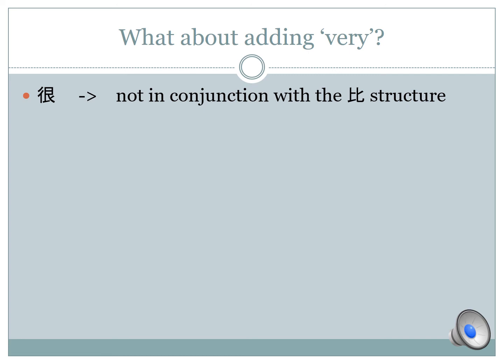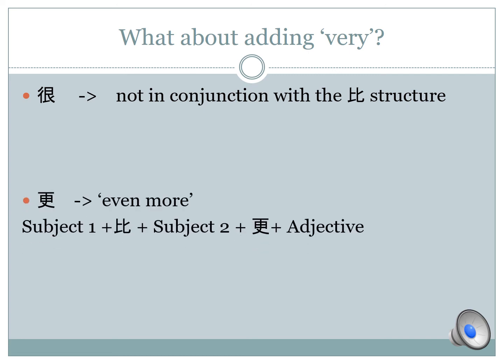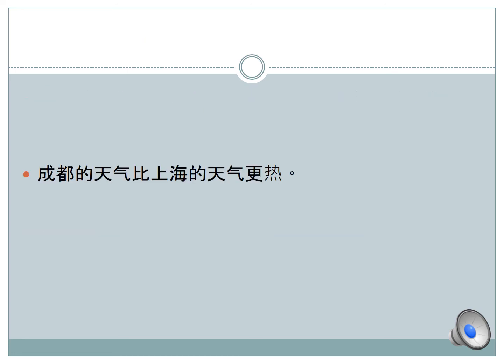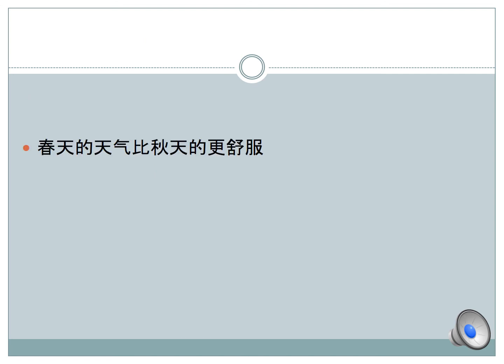But in this structure, you cannot use 很 with the subject 1, 比, subject 2, adjective structure. So in this case, you would use 更 to add more implication that while one thing is already quite adjective, the other thing is even more adjective. So the structure for 更 is very simple, goes with subject 1 plus 比, subject 2, 更, and adjective. So in the example of Chengdu and Shanghai weather, the answer is 春天的天气比秋天的天气更舒服.